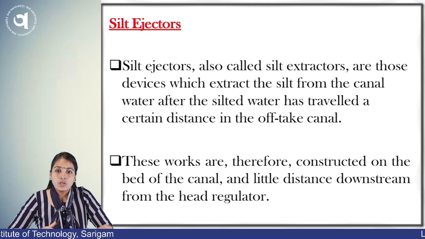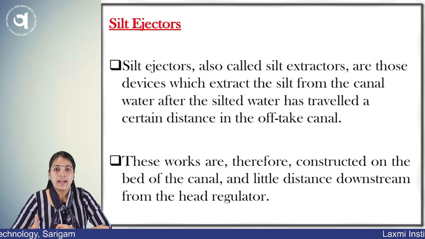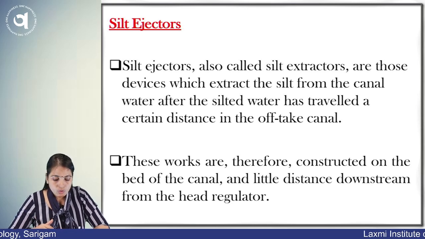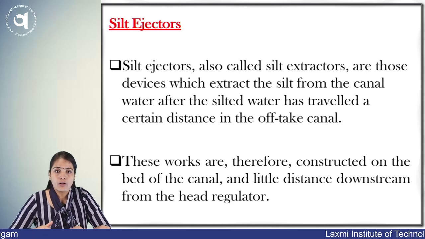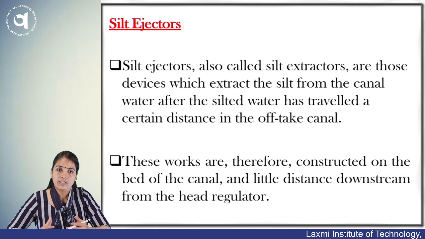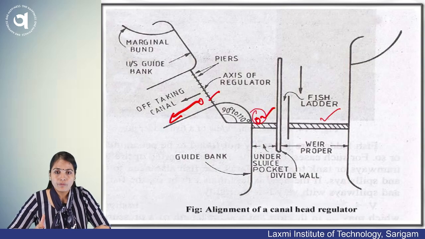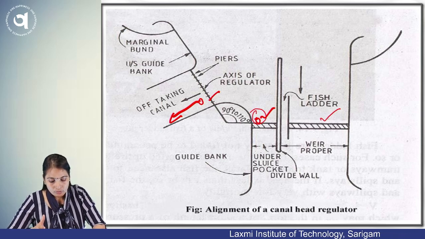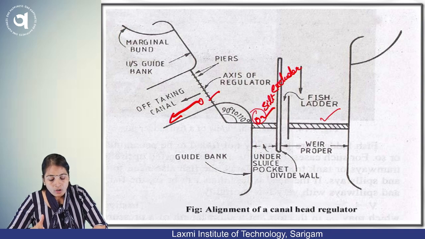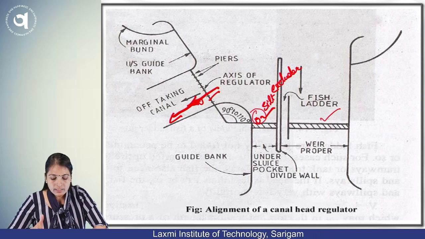Silt ejector. Now the silt ejector, I have explained, is provided on the downstream of the canal head regulator. It is also called a silt extractor, and these are devices which extract the silt from the canal water after the silted water has traveled a certain distance in the off-taking canals. From the figure you can understand better. Here you have already provided the silt excluder, it is provided here. Now you enter the clear water into this canal network.